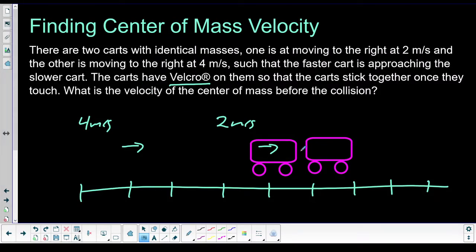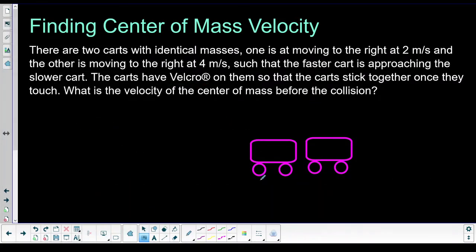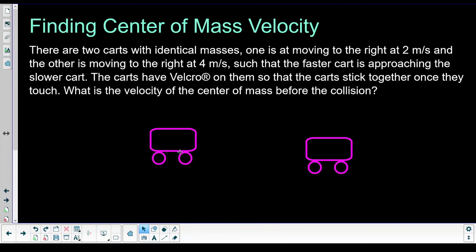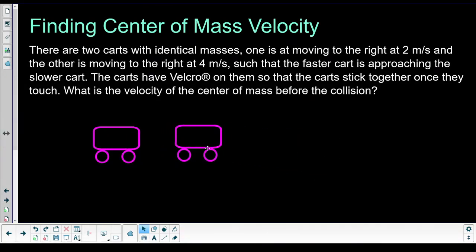They have Velcro on them, so they're gonna stick together. Okay. What is the velocity of the center of mass before the collision? So let's look at this problem. And what we're gonna do is some math because honestly, I'm just jonesing for it and I can't avoid it anymore. We gotta do some math.